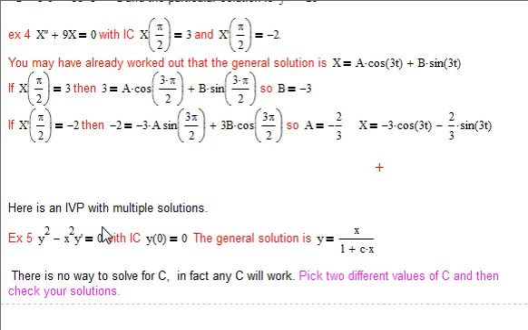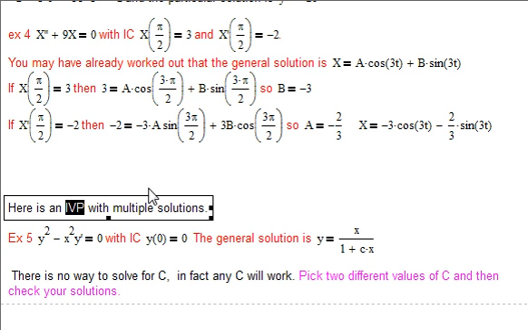Well, here's an interesting one with multiple solutions, an IVP, that's an initial value problem with multiple solutions.